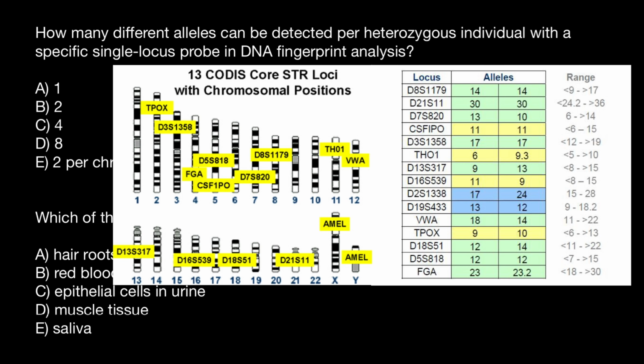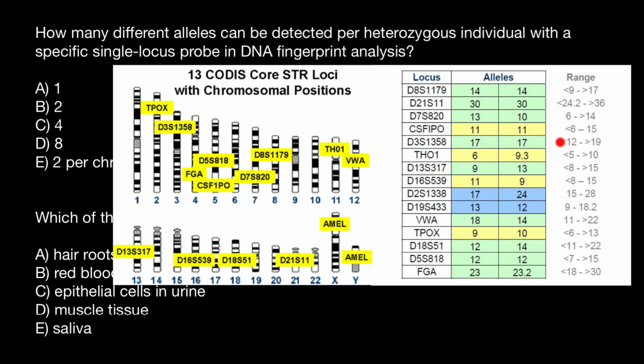For example, let's analyze the first locus. This person, for this particular locus, which is D8, so on chromosome number 8, has two repeats. On the chromosome that he inherits from the mother's side, he has 14 repeats of the core sequence, and on the chromosome inherited from the father's side he also has 14 repeats of the core sequence.